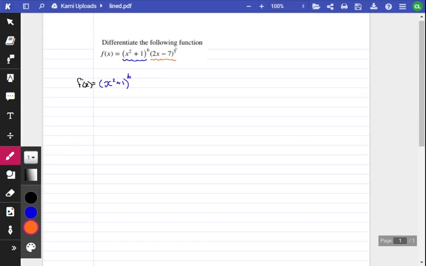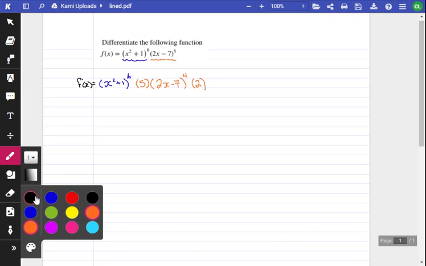Chain rule states that I need to bring this 5 down in front and use my power rule. So we're going to bring the 5 down in front. We're going to keep everything inside the same, and we're going to take 1 away from the exponent. So that's going to be to the 4. And then to complete the chain rule, we need to take the derivative of the inside. The derivative of 2x minus 7: the derivative of 2x is 2, and the derivative of negative 7 is 0. So it's just 2.